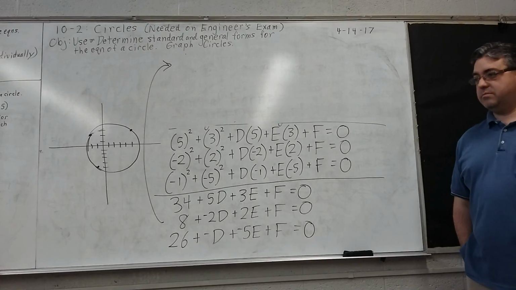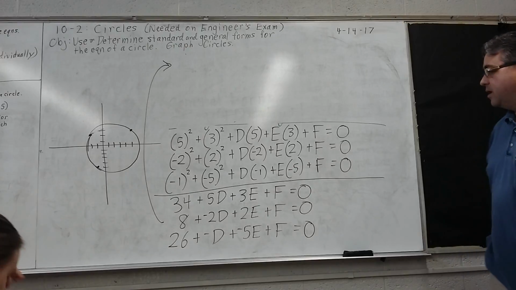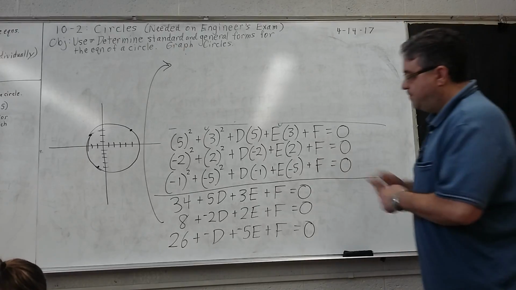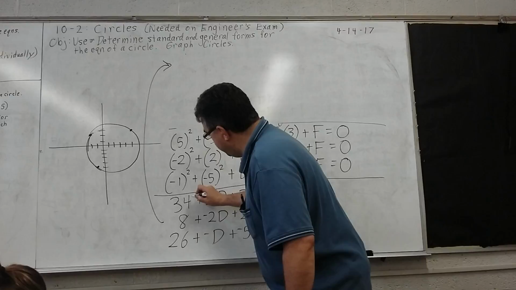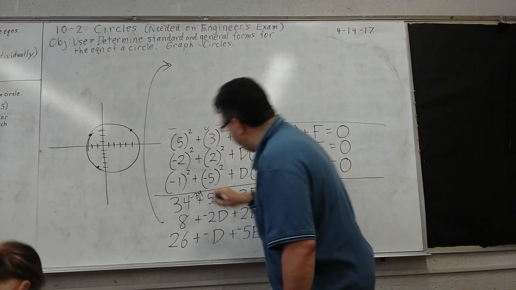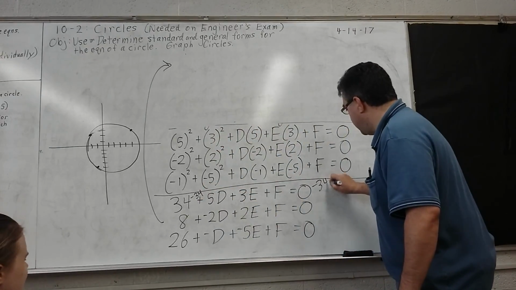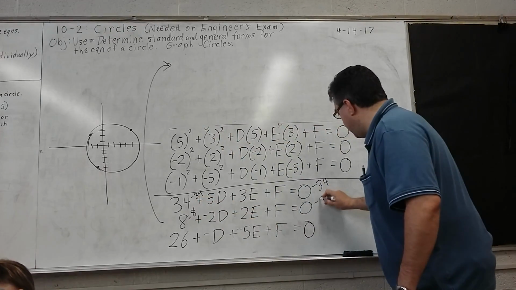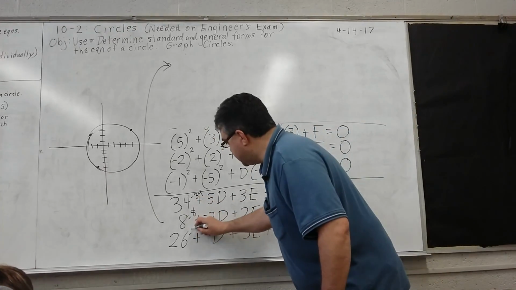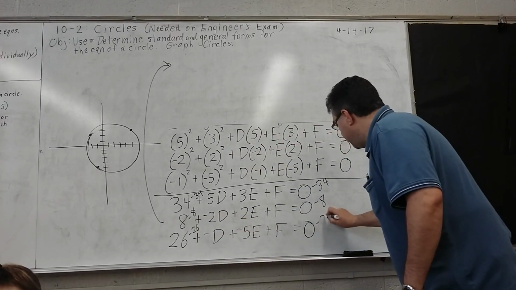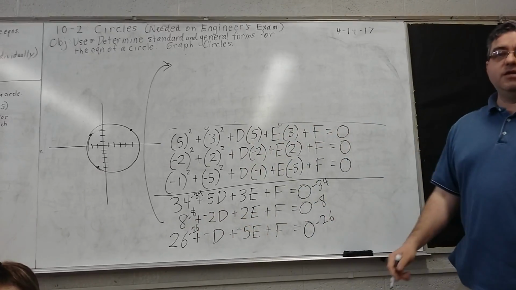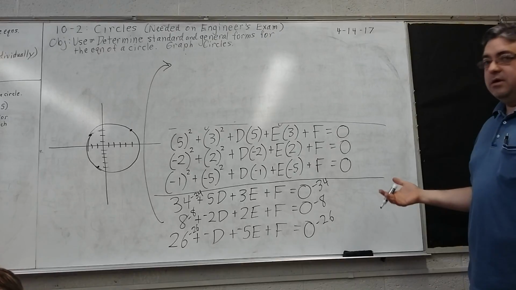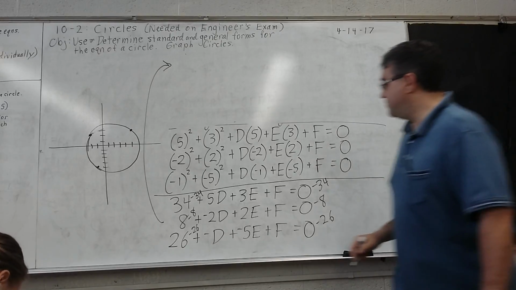Everybody good? Yes? Okay. So now, the next thing we're going to do is do minus 34 on both sides for this one. Minus 8 on both sides for this one. And minus 26 on both sides for this one. And this will get it into the form that we need in order to set up our matrices.